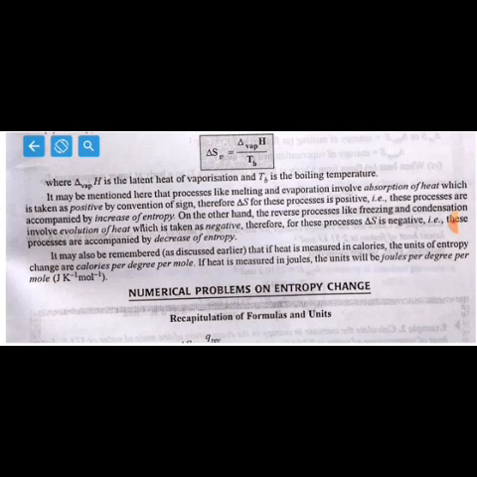It may be remembered, as discussed earlier, that if heat is measured in calories, the unit of entropy change is calorie per degree per mole. If it is measured in joules, the entropy will be joule per degree per mole.